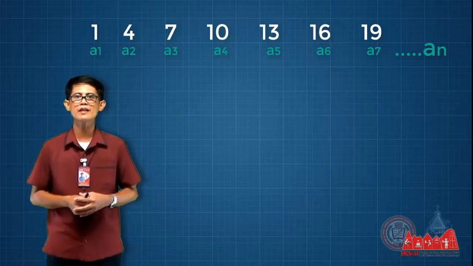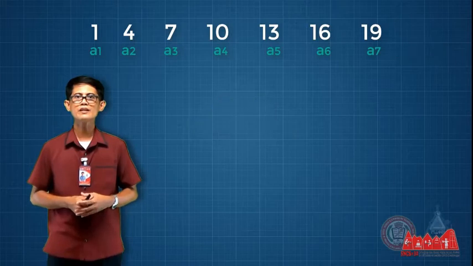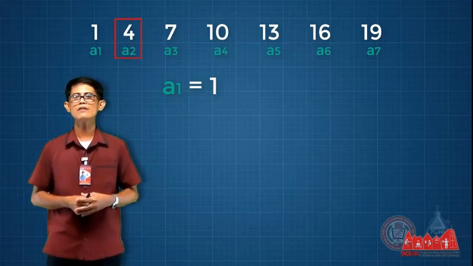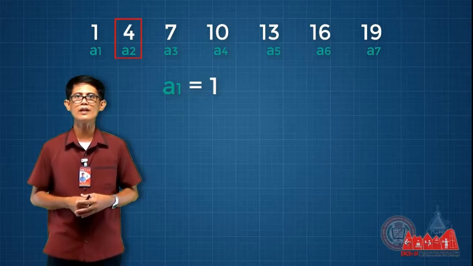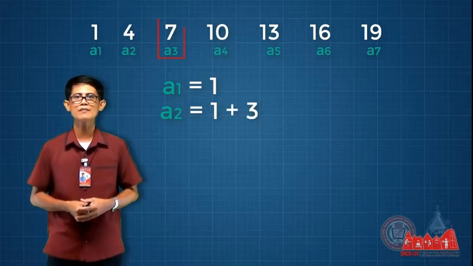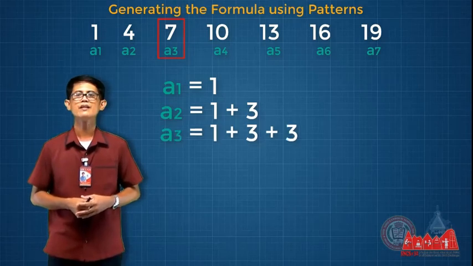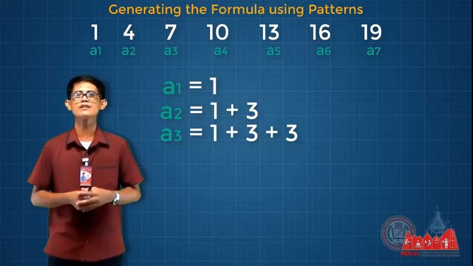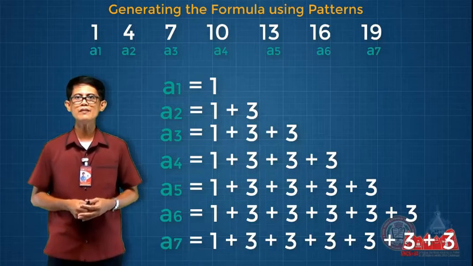And our common difference 3 can be labeled as D. Now we can generate the pattern starting from A sub 1 equals 1. Next is A sub 2. How did we arrive at 4? We simply add 3 as our common difference to 1, right? How about A sub 3? We add again 3 to A sub 2, right? Then add 3 to A sub 3 and so on. Can you see the pattern?